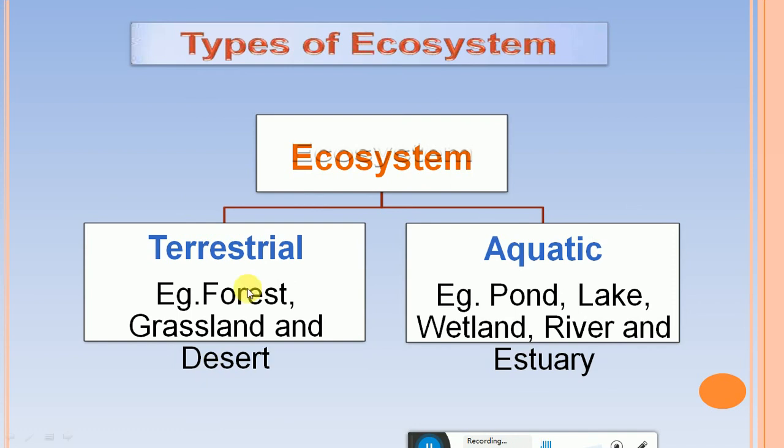Terrestrial ecosystem refers to the land, that is, the organisms which live or dwell on the land, so they are called terrestrial organisms. The system in which the organisms live is called the terrestrial ecosystem. The examples include the grassland, forest or desert ecosystem. Then aquatic ecosystems means the ecosystems which exist in water bodies, so it may be a pond, lake, river or estuary, or also the ocean.